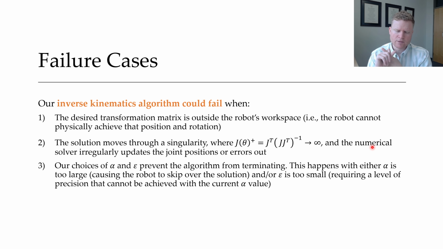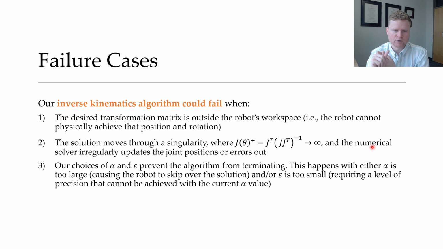So there are a few reasons why the inverse kinematics could fail. Now, the first and probably the most obvious is if your desired transformation matrix is outside of your robot's workspace. That means that there's no physical way for your robot to reach this desired position, and so obviously your inverse kinematics algorithm will not be able to return a valid solution.